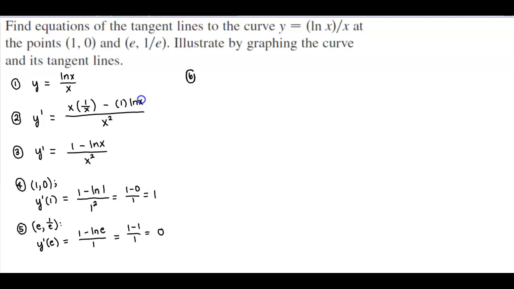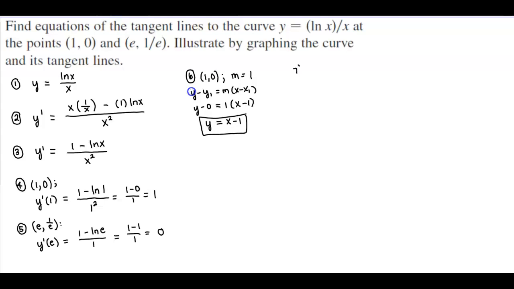What we want to do first is find the line for the point (1, 0) using the slope 1. We know the point-slope form is y minus y1 equals m times x minus x1. So we have y minus 0 equals 1 times x minus 1. Therefore y equals x minus 1 for that line.